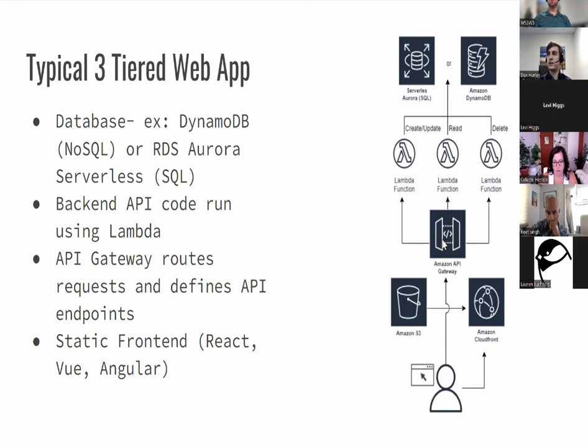define the different endpoints that your front-end client talks to in this API. So usually that's like a certain URL.